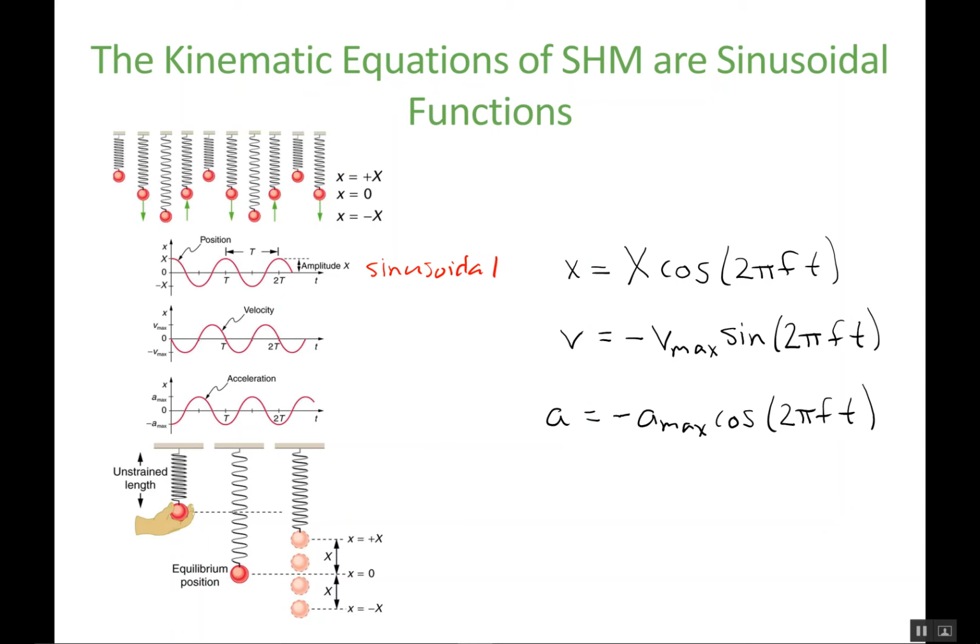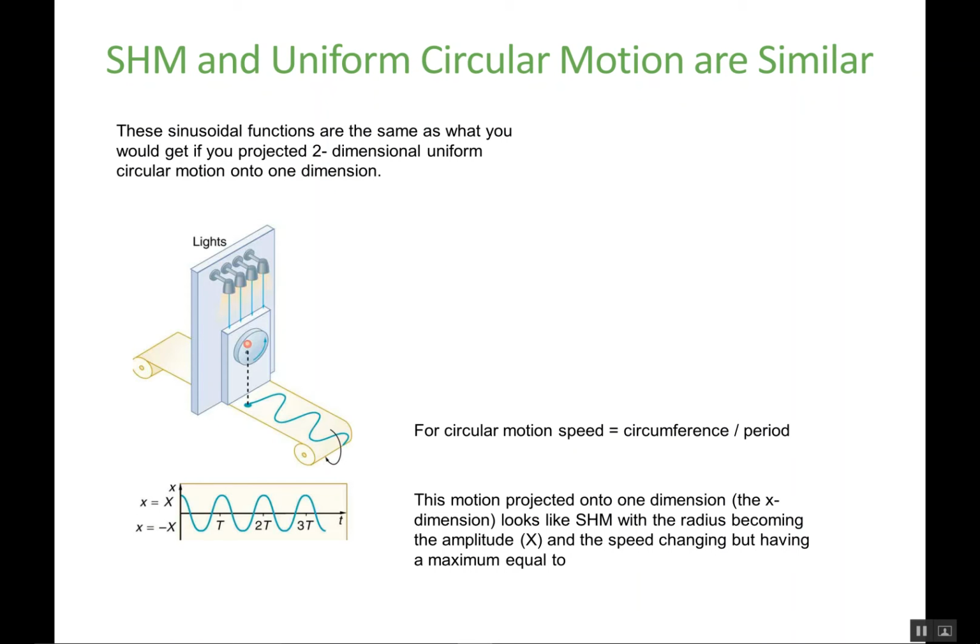So all of these kinematic quantities, x, v, and a, can be expressed using sinusoidal, that is, sine or cosine functions. So now let's make an interesting observation. It turns out that these sinusoidal functions describing simple harmonic motion, like the mass oscillating on the spring, are exactly the same types of equations that you would get if you took uniform circular motion and projected it from 2 dimensions onto 1 dimension. What does this mean?